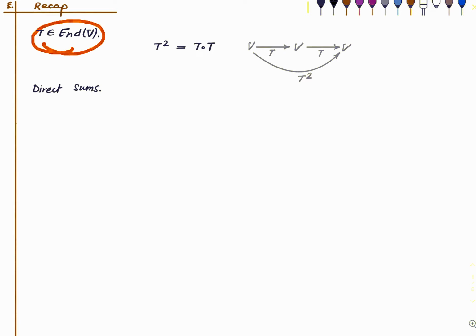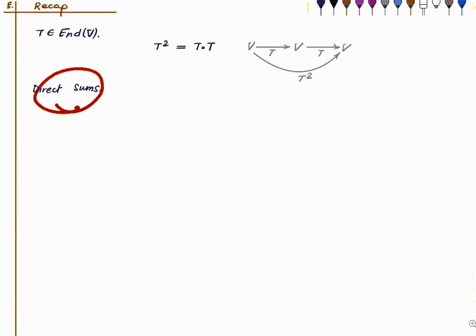So first we need to know this notation. For an endomorphism T on a vector space V, we write this to mean that, and pictorially it can be represented that way. This is merely the composition of T with itself, and that's it.